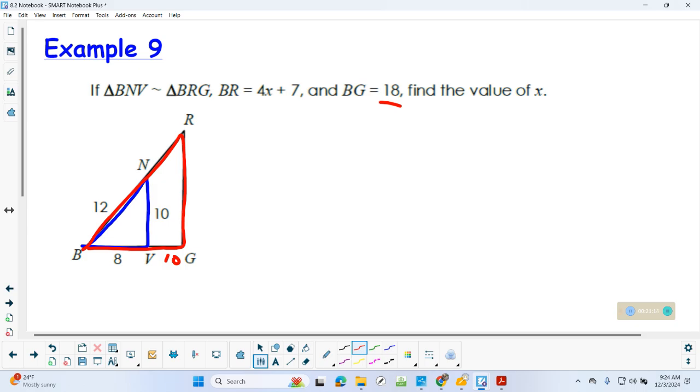Okay, so here we go. Let's do this thing. So BR is 4x plus 7. It tells you that too. So I'm looking at what that corresponds to, BN. So I'm going to kind of set those up first. So I'm looking at the picture. BN 12, got it. BR 4x plus 7.